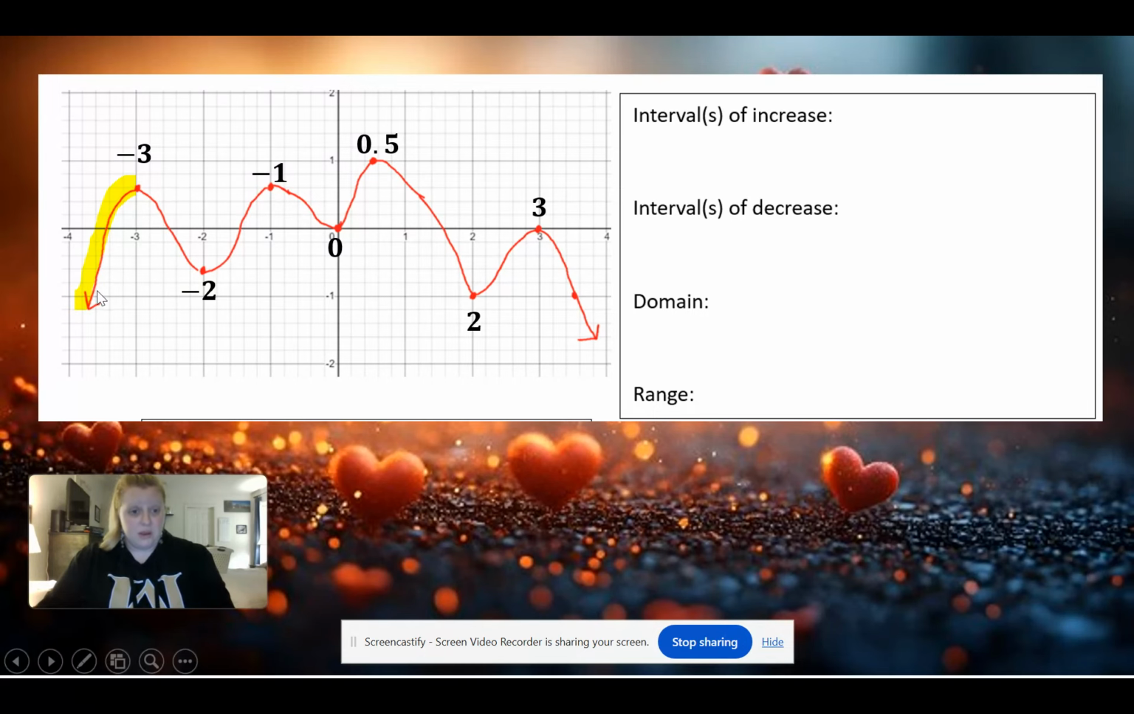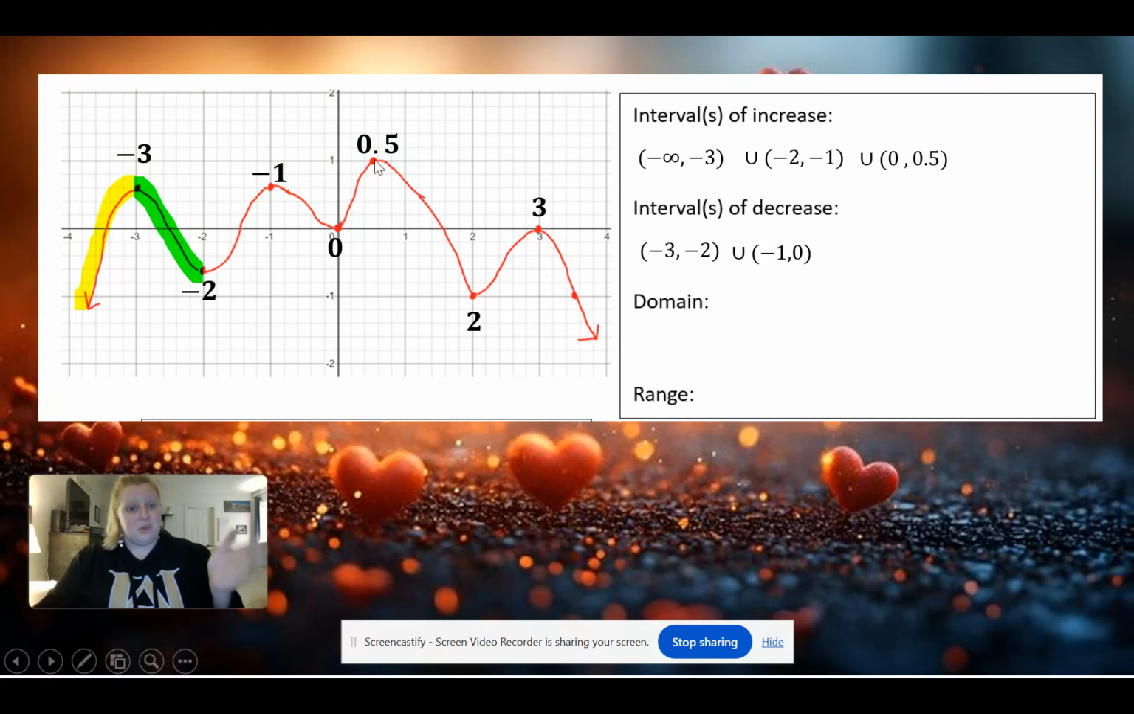So we're going to start the story with an increase. From the left, the story always starts with negative infinity, up until that -3 is where we see an increase. And then a decrease takes place between -3 and -2. So we switch over to decrease, and we're just going to go back and forth between these. So we have -2 to -1 increase, -1 to 0 decrease. Then we switch from 0 to 0.5 for increase. And then between 0.5 and this 2 is where we see a decrease.